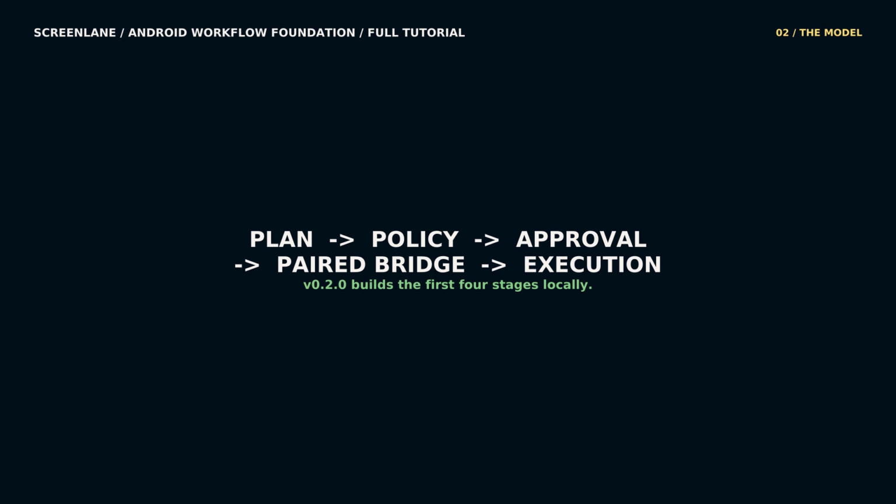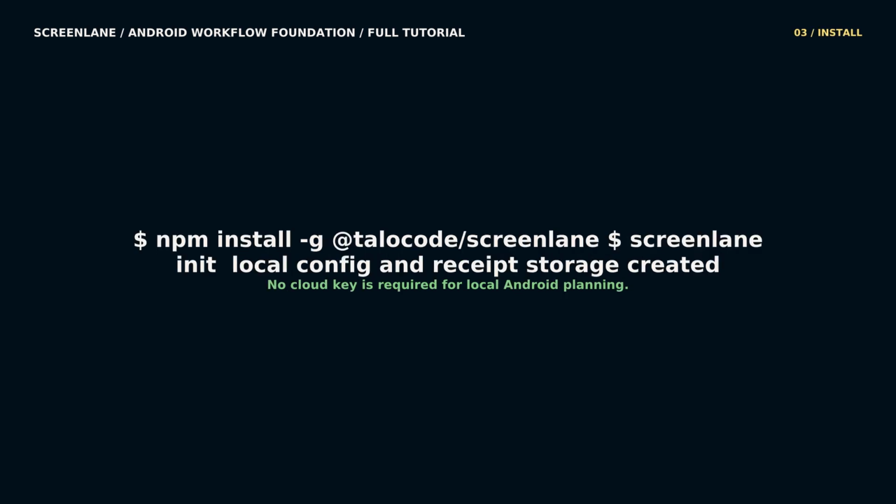Start by installing ScreenLane globally, or run it with the package runner. You need a recent Node environment. Then run ScreenLane once to create the local configuration and storage directories. Android receipts are stored locally under the ScreenLane home directory. They are ordinary JSON records, so you can inspect them with your own local tooling. Nothing in this tutorial requires a cloud key because the Android Workflow Foundation is local. Keep that in mind as we work.